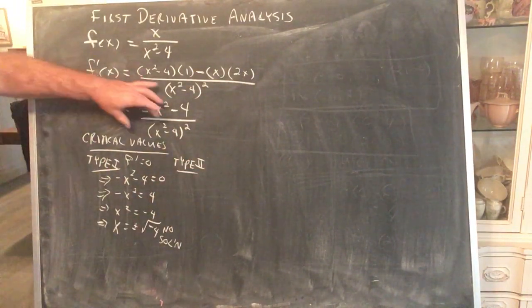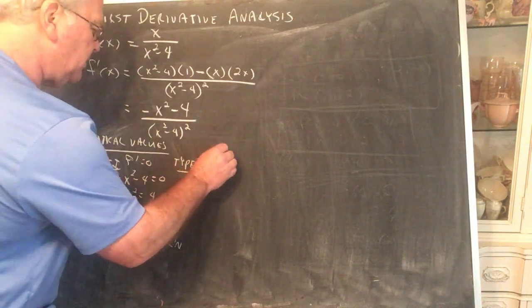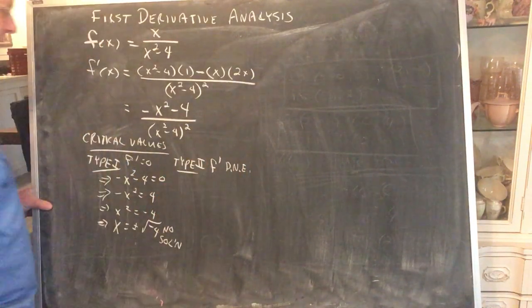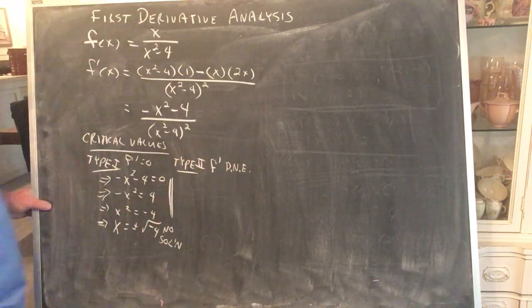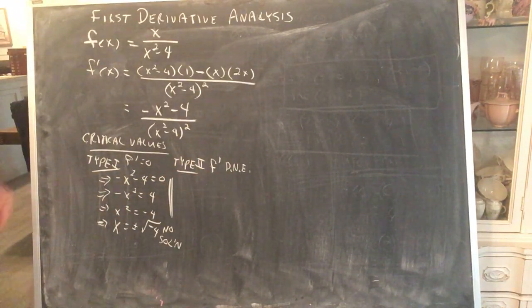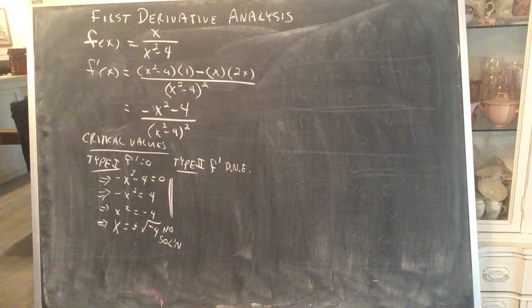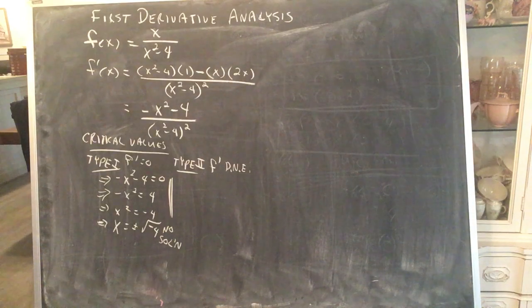Type 2 critical values are where the denominator is equal to 0. That's where the derivative is not defined. So we want the type 2 critical values, where the derivative fails to exist. So the derivative is here. Where does that function fail to exist? It fails to exist if the denominator is equal to 0.